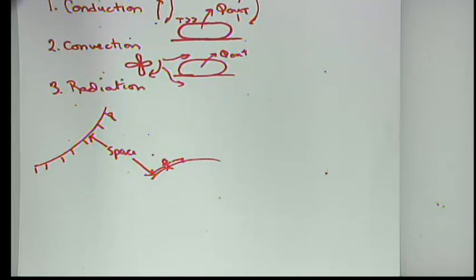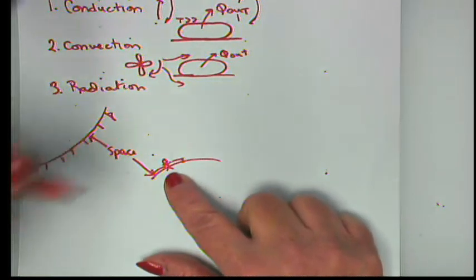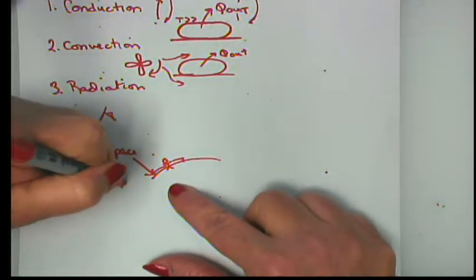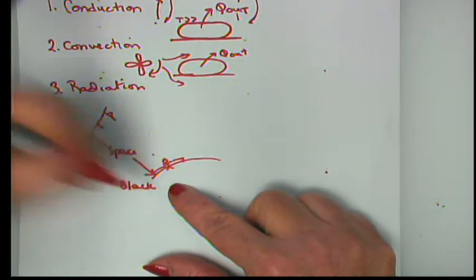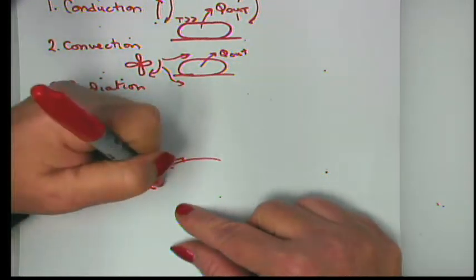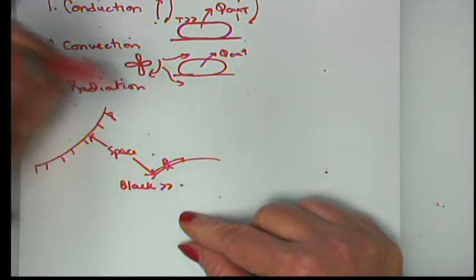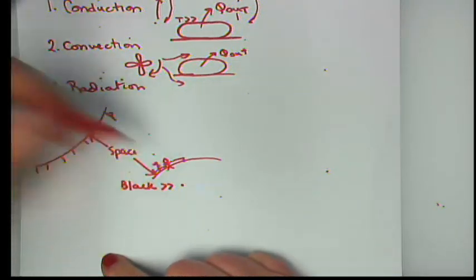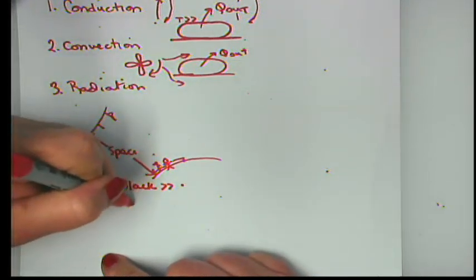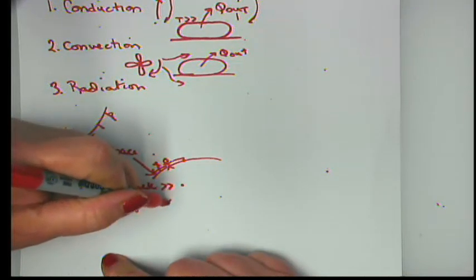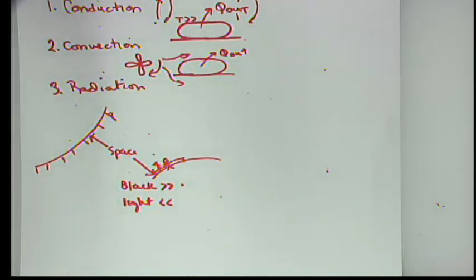In radiation, the space or the medium in between the source and the sink, or the source and the receiver, is not affected. And the receiver is actually affected by the characteristics of the receiver. So, for example, black stuff, like blacktop, gets hotter, absorbs more heat, and bounces it back. Lighter colored stuff absorbs less heat and bounces less heat back.